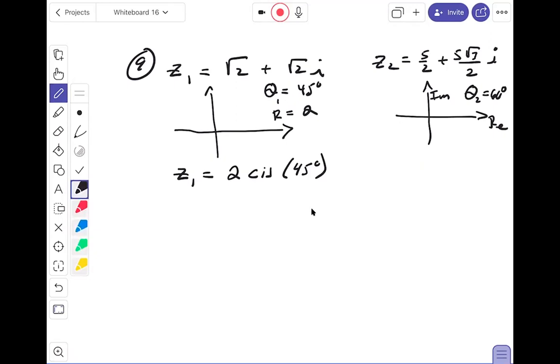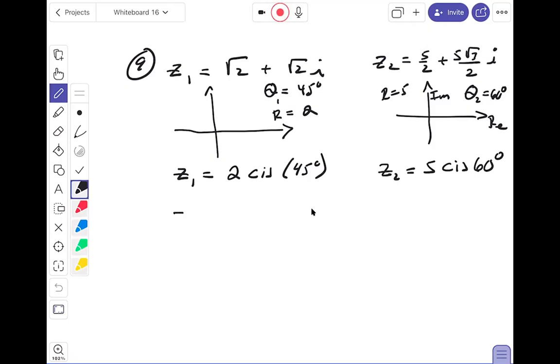I'll put down the R as 5 now. So Z2 is going to be 5 CIS 60 degrees. All right. So someone's going to say, what are you going to do now? By the way, if you want to use the radians, pi over 4 is 45 degrees, and 60 degrees would be pi over 3. All right. I'm using degrees because it's easy for me to do computation.